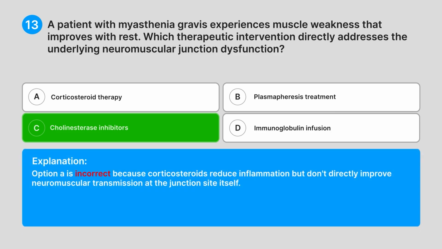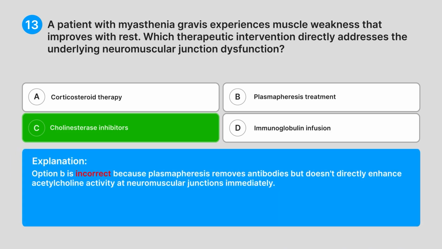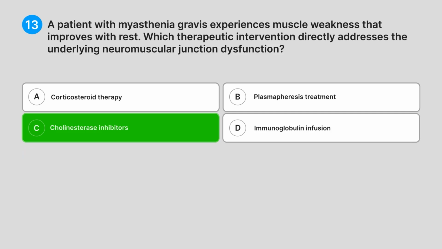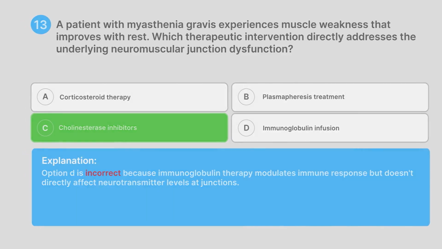Option A is incorrect because corticosteroids reduce inflammation, but don't directly improve neuromuscular transmission at the junction site itself. Option B is incorrect because plasmapheresis removes antibodies but doesn't directly enhance acetylcholine activity at neuromuscular junctions immediately. Option D is incorrect because immunoglobulin therapy modulates immune response but doesn't directly affect neurotransmitter levels at junctions.